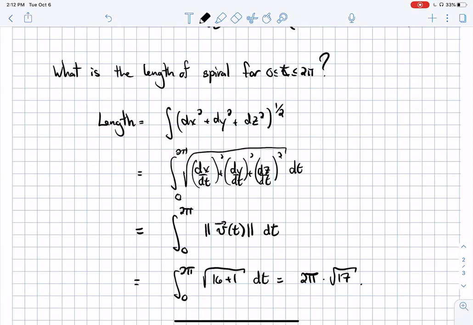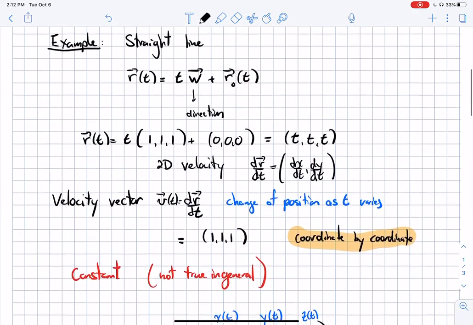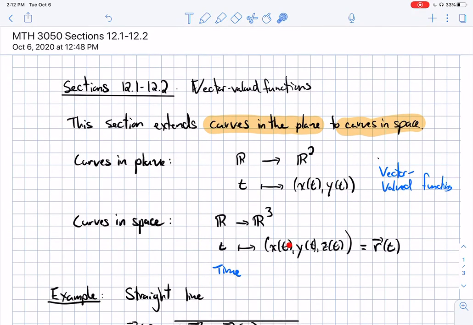All right, so again, this is not hard. Even though you're in 3D, it might be hard to visualize. The calculus is simple. Just do it coordinate by coordinate.